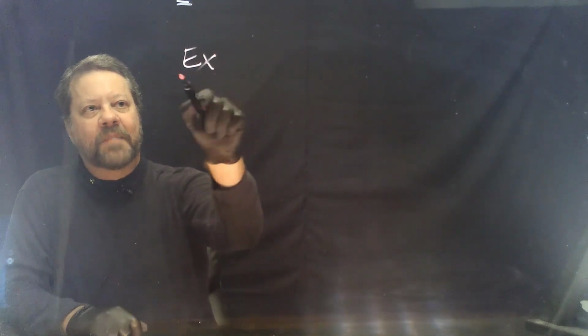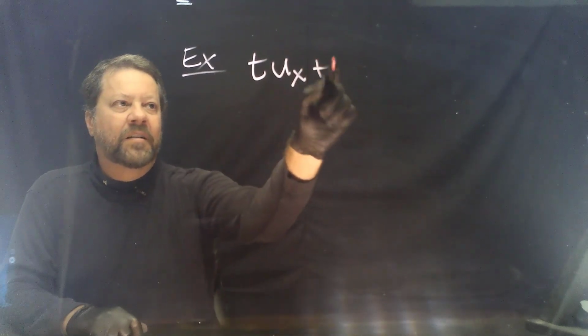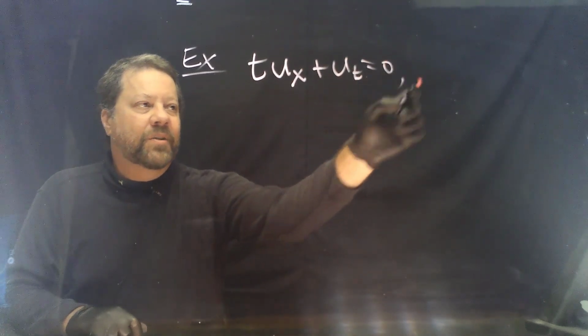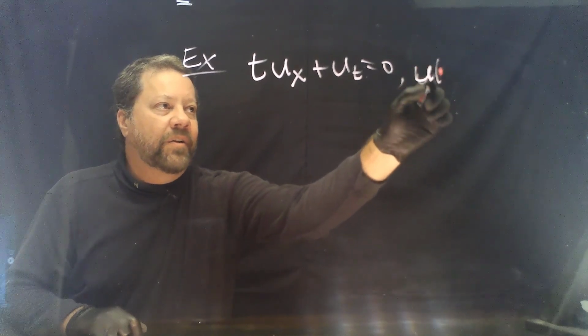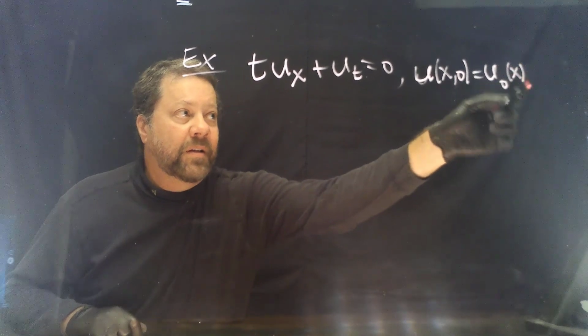In our next example, we'll look at t ux plus ut equals 0 with u of x, 0 equals u naught of x.